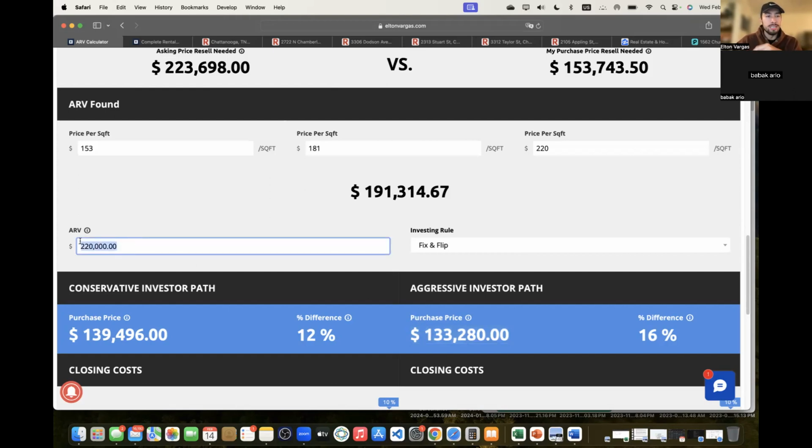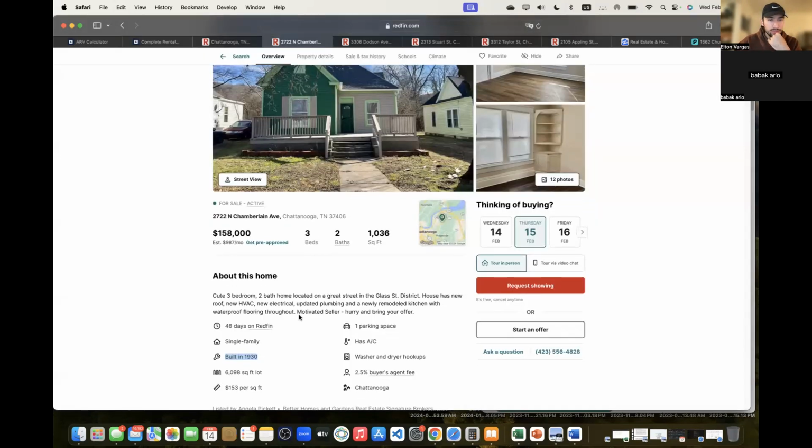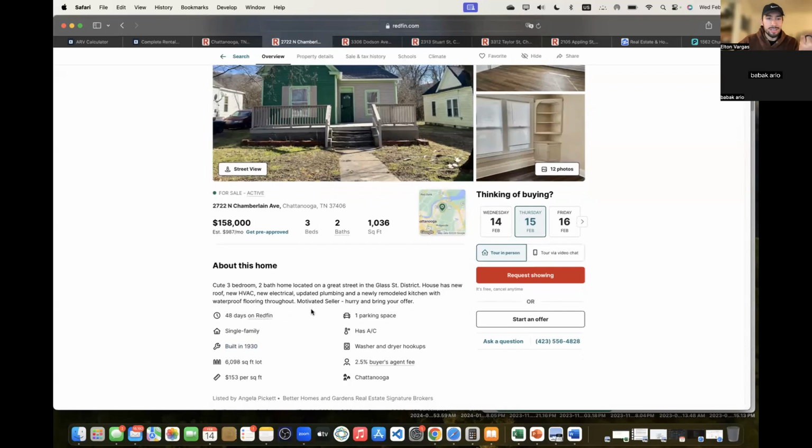And so even if it was to sell for like $210,000, you can still get an amazing wholesale fee, but again, it's about negotiating with the numbers. And then the numbers were telling us that this property can sell for $190,000. And how long has it been on the market for? For like 48 days. So again, it doesn't need a lot of work either. So it's a great home.